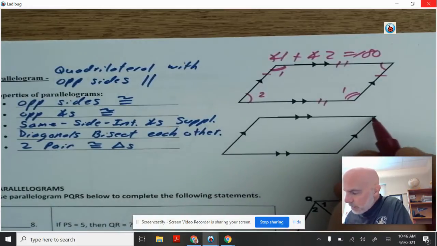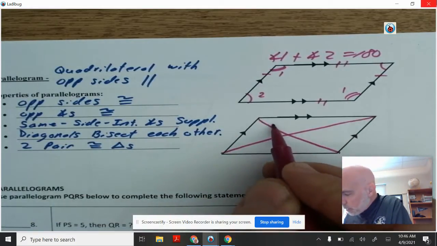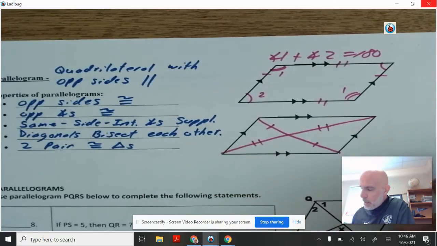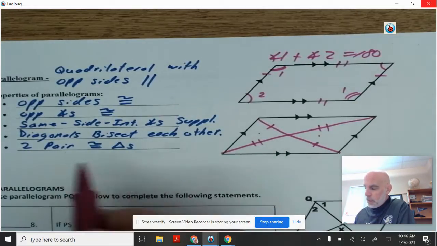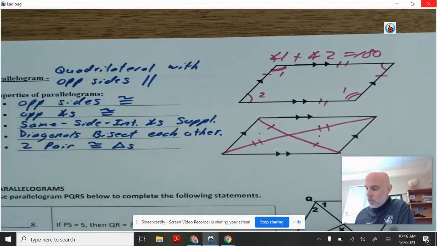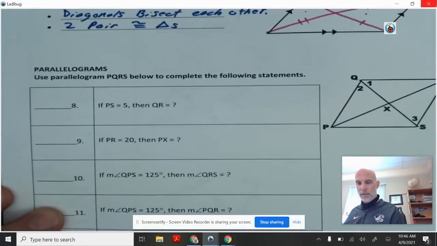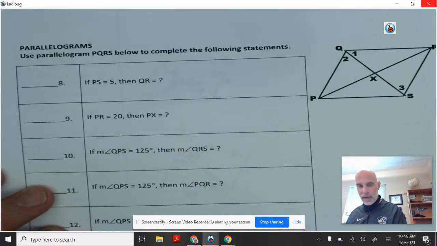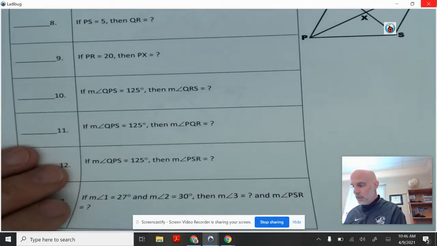The diagonals bisect each other. So when these diagonals are crossing, these two sides are the same, and those two are the same. And we know that these triangles are congruent. So these two triangles are congruent, and those two triangles are congruent. That's what we say, two pair of congruent triangles. What follows after this is basically some homework or practice where you are applying this idea. These ones right here are probably the easiest ones.